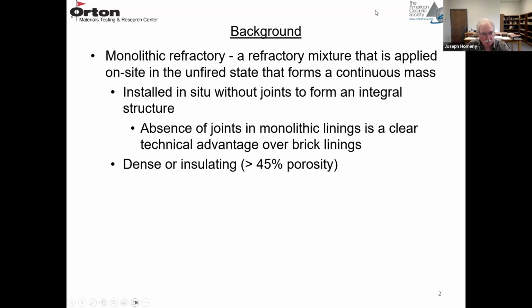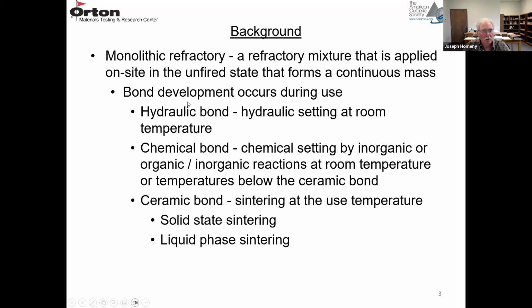These materials can be dense, surprisingly dense, especially in comparison to a pressed brick that can be even denser. And they can also be insulating, with high porosity levels greater than 45%. So they're applied on site. The bond development occurs during use. So whatever the use temperature is, that's where the bonding takes place.